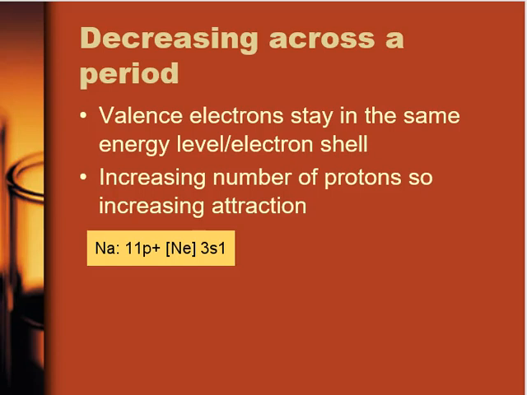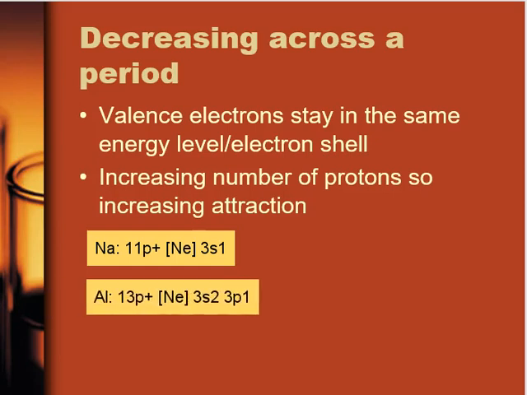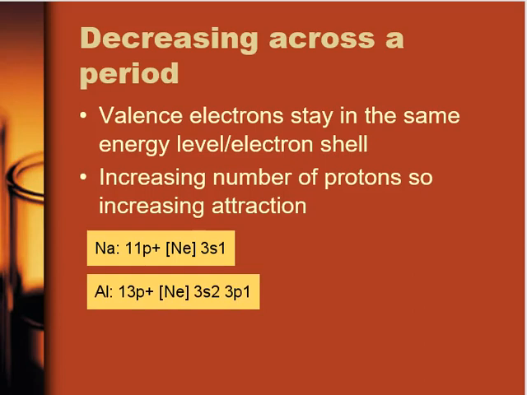If we then jump across a little further and look at aluminium, aluminium has 13 protons, and its electron configuration also starts with the neon configuration, and we go 3s2, 3p1. And so there are more electrons in that valence shell, but they are no further from the nucleus. The fact that you've got more protons in the nucleus means you've got a greater attraction between the nucleus and those valence electrons, which is going to pull those valence electrons closer to the nucleus, therefore decreasing its radius.